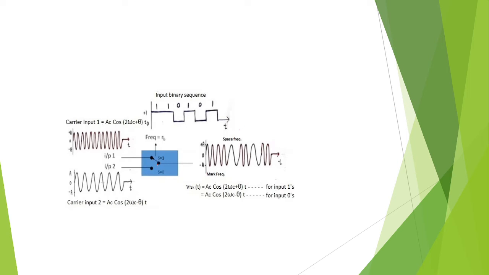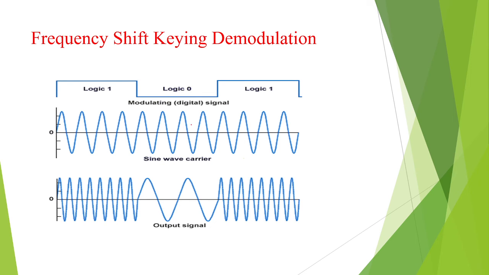Coming to the demodulation, we can see the same thing here. Switch 1 is connected, that is carrier 1, a high frequency signal, and when the binary input is 1, it will generate high frequency. Switch 2, that is carrier 2, is connected when the binary signal is 0, and it will generate a low frequency signal. Like this, the FSK signal is generated. Coming to the demodulation, logic 1 has the high frequency. For logic 0, the carrier is varied, with lower frequency. Think that FSK is an analog signal.